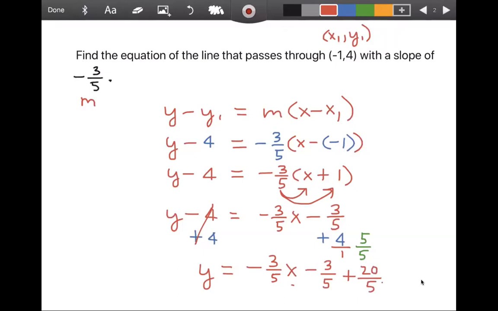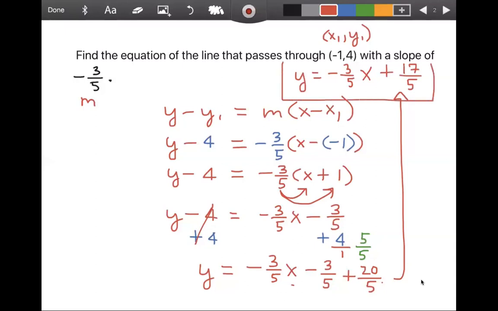Okay, so now let me see. Do I have any space to write the answer? I guess I could squeeze it in up here. All right, so my final answer is going to be y equals negative 3/5 x, and then we'll combine our two fractions. Negative 3/5 plus 20/5 is 17/5. And that is my final answer.